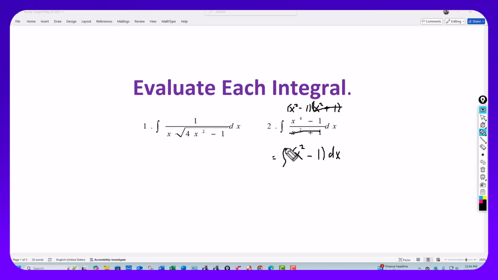Now we have a nice polynomial for the integrand here. So we just integrate term by term here. Add 1 to the exponent there. We get x to the third, divide by 3. Minus integral of 1 with respect to x is x. And this plus the constant of integration.